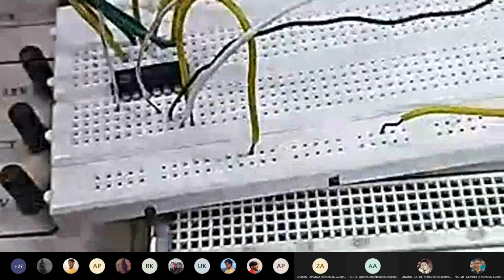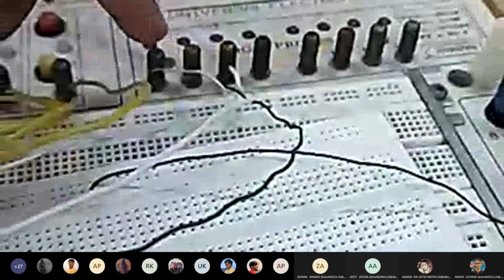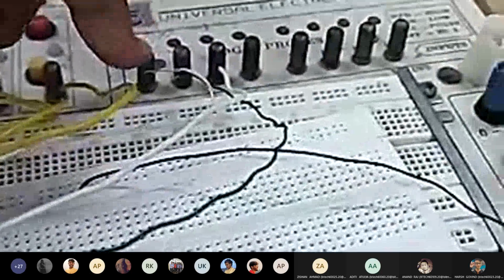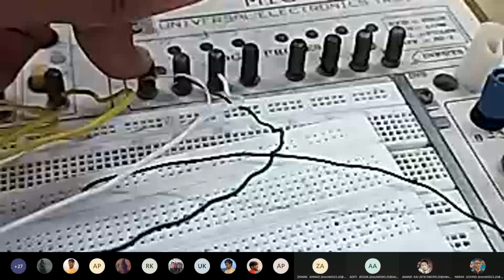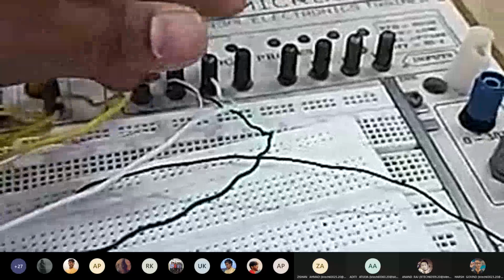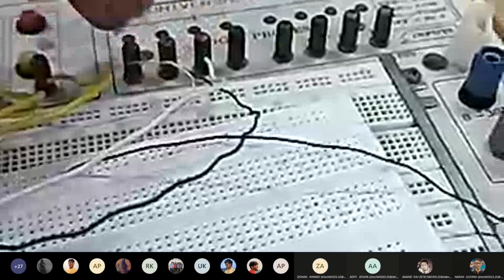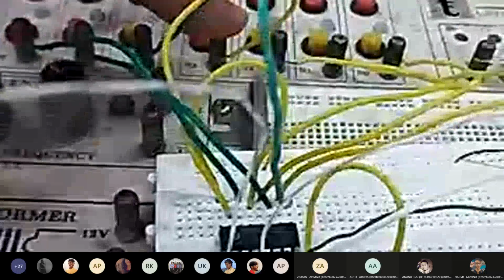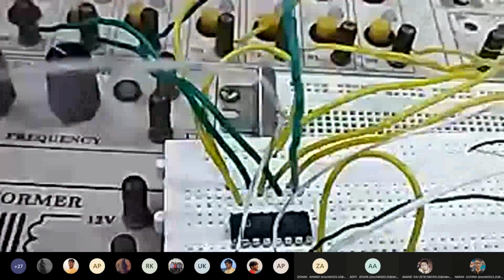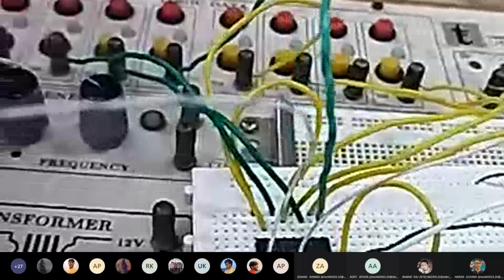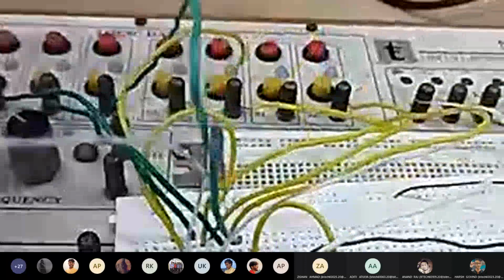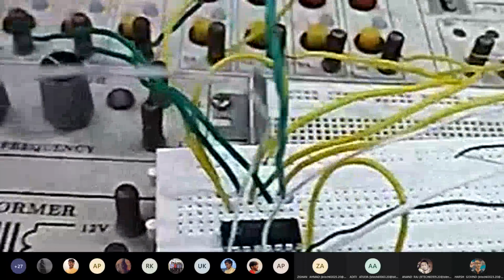So this side is the input side and this is your output side. You can see there are 3 outputs: A is greater than B, A equals B, A is less than B. Definitely we are having 4 bits, so 8 bits will be there: 4 bits for A and 4 bits for B. So already we have given these values here.